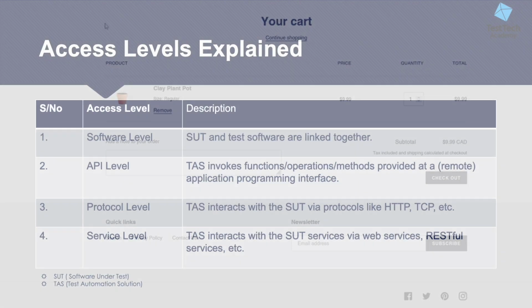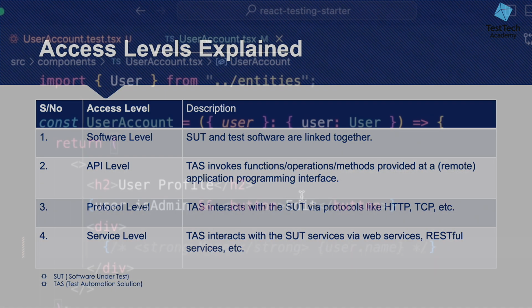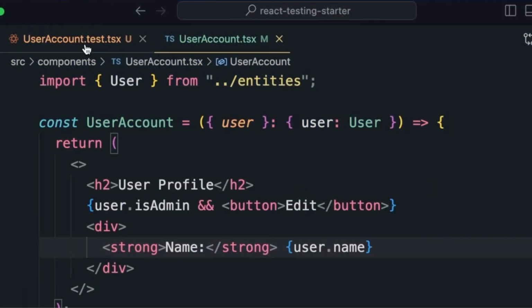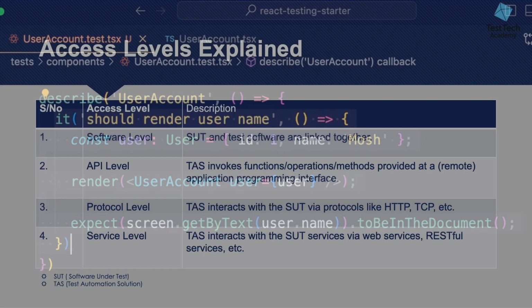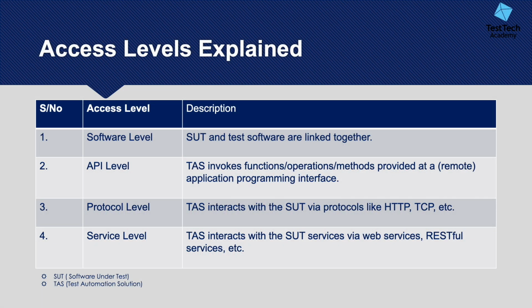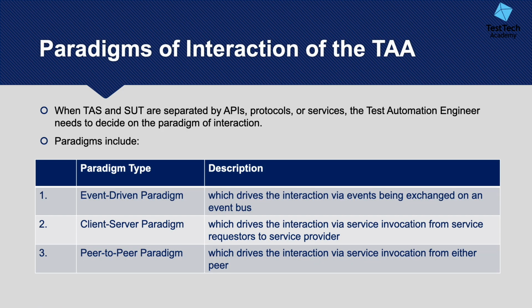Each of these access levels offers its own unique way of interacting with the software under test, allowing us to effectively automate tests and ensure the quality of our software products. Paradigms of interaction come into the picture when the test automation system and software under test are separated by APIs, protocols, or services.